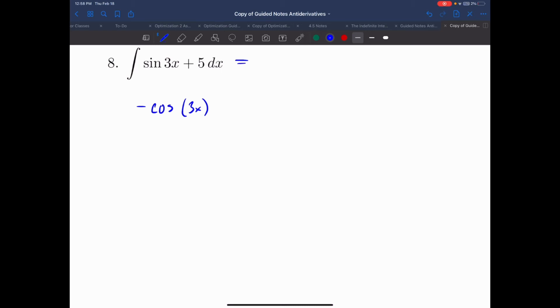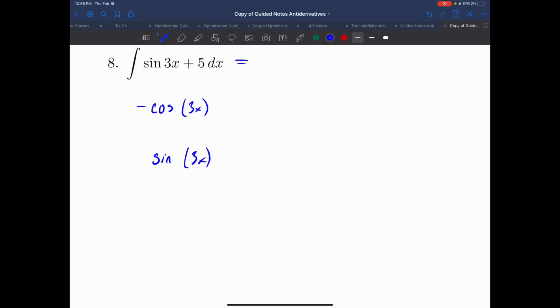So when I take the derivative of an antiderivative, I should get my original function back. So if I derive negative cosine of 3x, I should be getting sine of 3x back. So let's try it. Negative cosine 3x, if we take the derivative, that's a chain rule function. So it would be the derivative of the outer function, which is sine of 3x. We'll leave the inside alone.